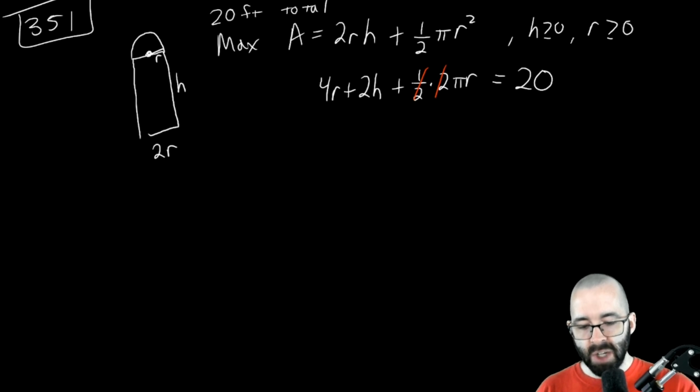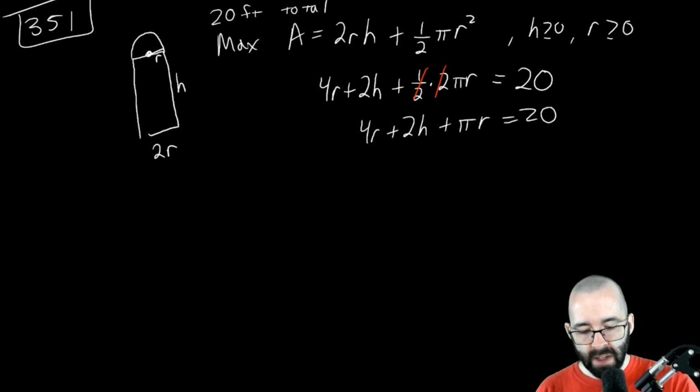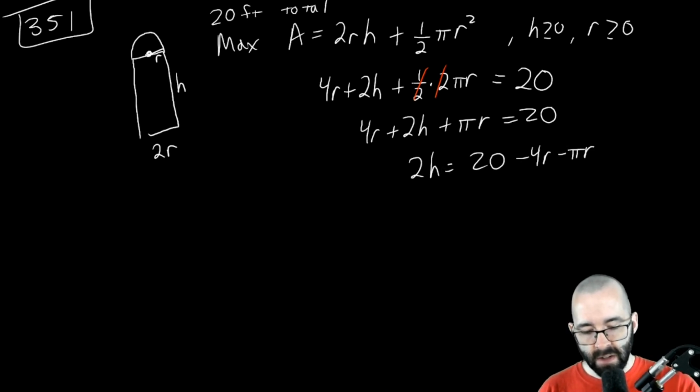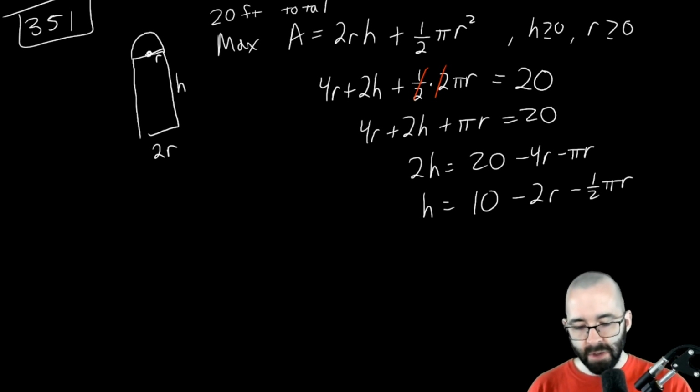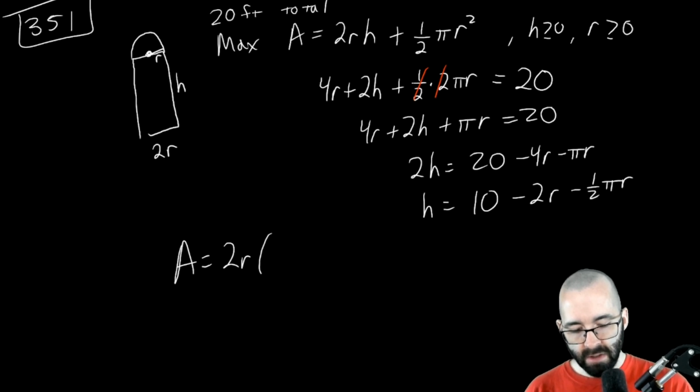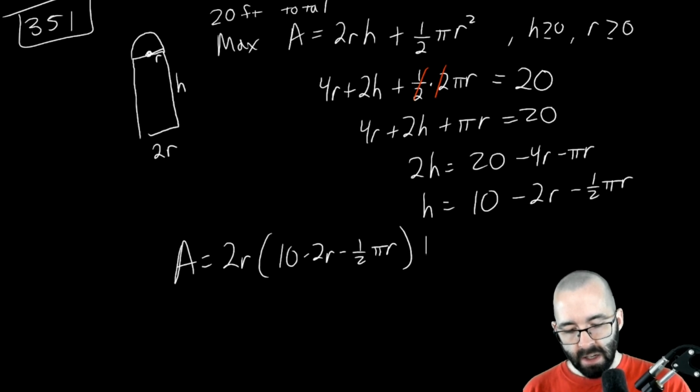So our objective function is up there at the top. Our constraint is this, 4r plus 2h plus pi r. It's easiest to solve for h here. So 2h is 20 minus 4r minus pi r. h is 10 minus 2r minus 1/2 pi r. Substitute that back into our area function. Area is 2r times h, which is 10 minus 2r minus 1/2 pi r, plus 1/2 pi times the radius squared.